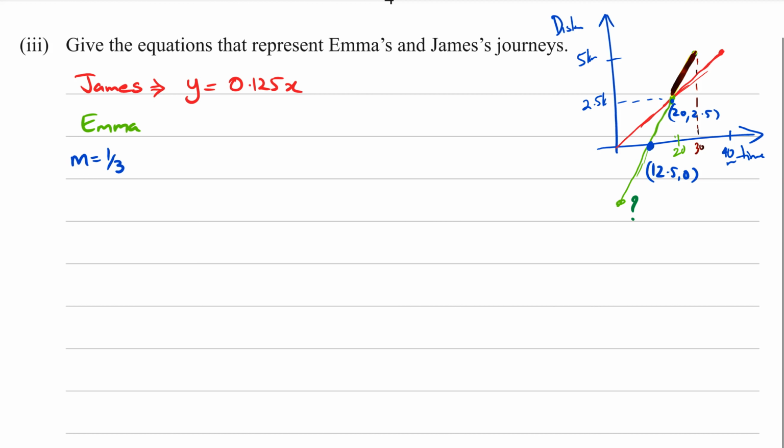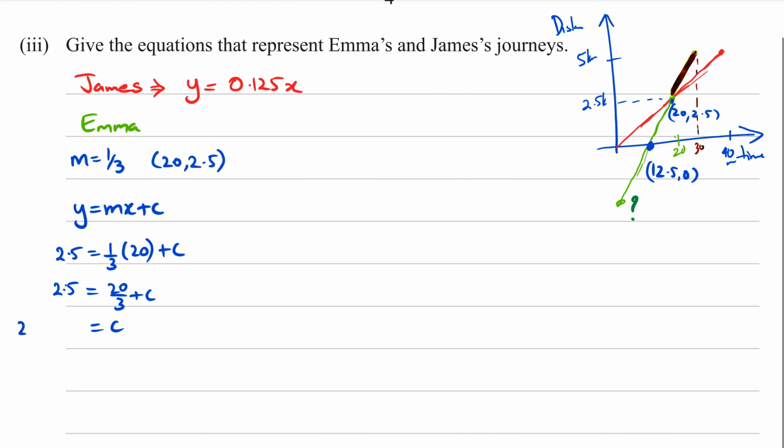All right, and that's all we really need because we know that y equals mx plus c, and we also know that she meets at 20 minutes and 2.5 kilometers. So we just substitute that in here. So we're going to get 2.5 equals 1/3 times 20 plus c. So we've got 2.5 is equal to 20 over 3 plus c, and c is equal to 2.5 minus 20 over 3.